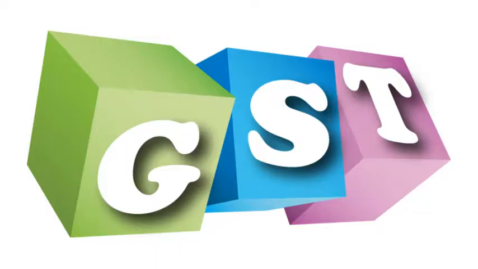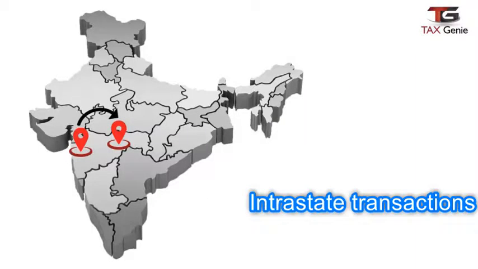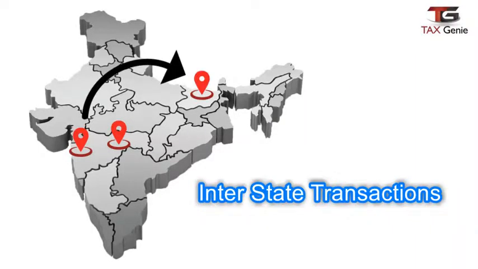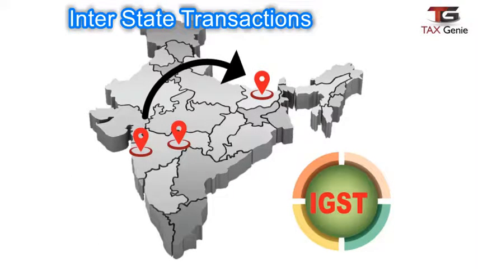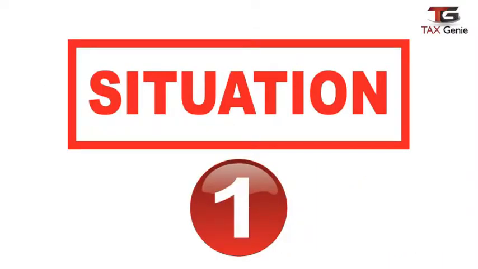With implementation of GST, cascading tax effect will be removed on sale of goods and services, whether it is intrastate sales or interstate sales. IGST is applied on interstate sale, while CGST and SGST are applied on intrastate sales. Let us understand this with situations.